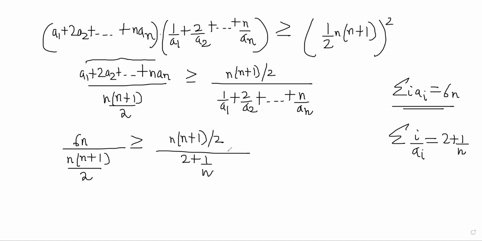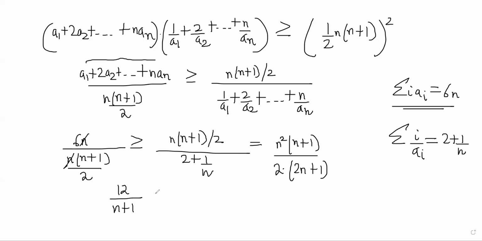So if we simplify this side, it will become n²(n+1)/2, and here there is a 2n + 1 in the denominator. And on this side n gets cancelled, and you get 12/(n+1) is greater than or equal to (1/2)·n²(n+1)/(2n+1), right? That is what we are getting.